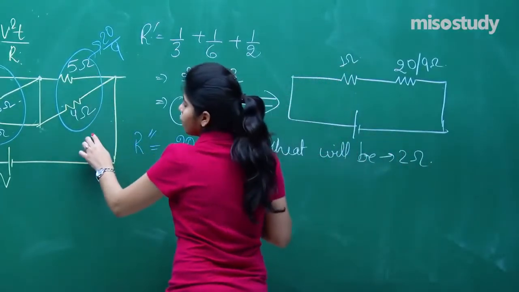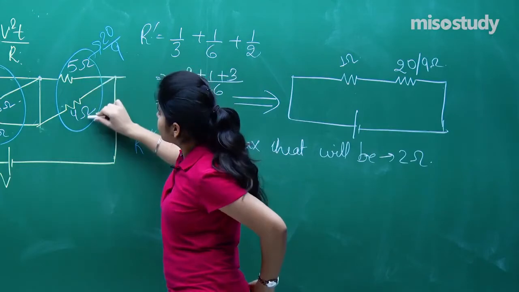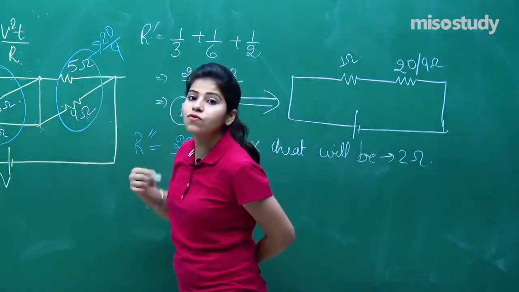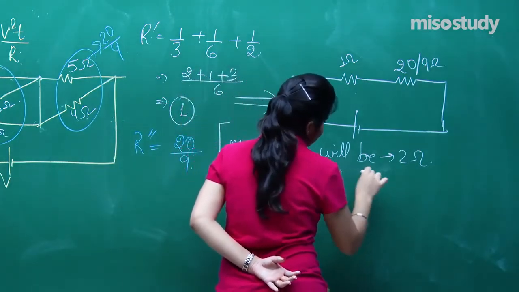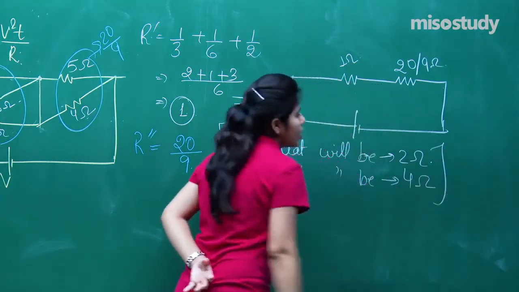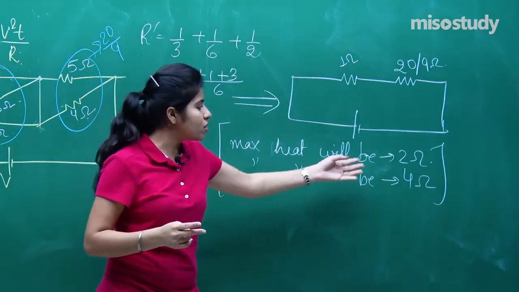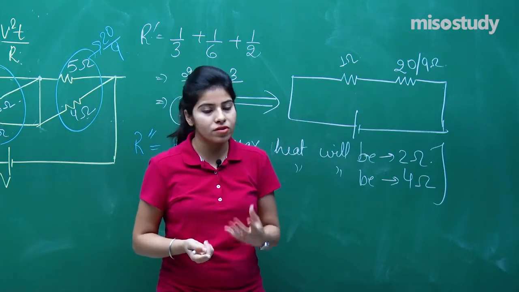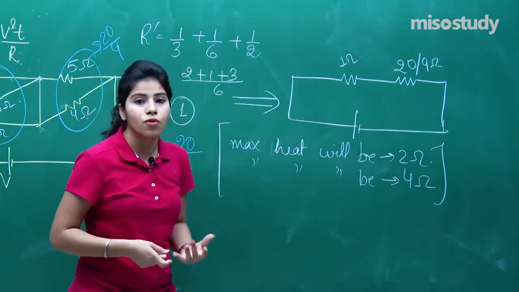And if I talk about these 2 resistors, this is the minimum resistor, so that means maximum heat will be generated across the 4 ohm resistor. Again, maximum heat will be generated across the 4 ohm resistor. Now we have to tell in between these two resistors, in which resistor maximum heat will be generated. Will it be across 2 ohm or 4 ohm?